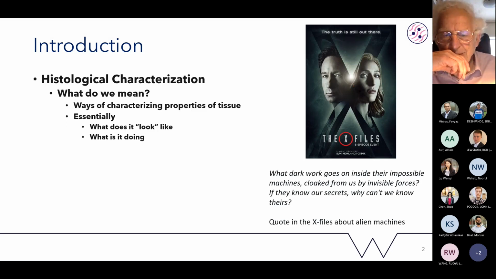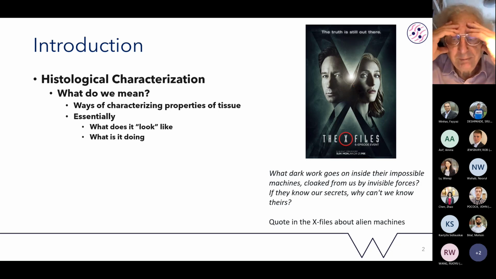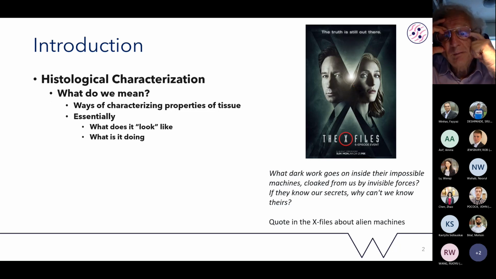So that's what we mean. We want to go beyond what something looks like in an image to what the tissue or the cell is actually doing within a cancer or within any other disease. So we'll be talking about different histological characterization methods. We'll start from very basic H&E image analysis and then go into very detailed spatial transcriptomics and single cell transcriptomics. How do those methods work? What can they give us?